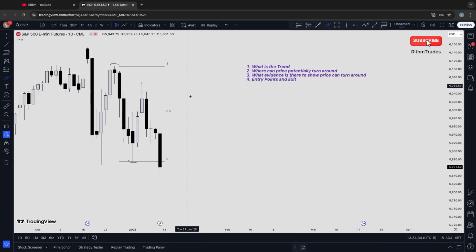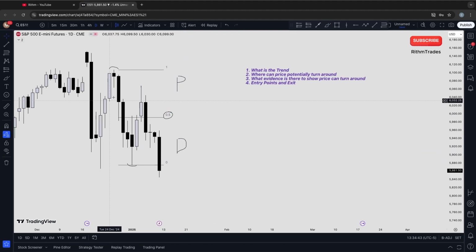The basics of premium and discount is anything above 50% is classed as a premium, and anything below is classed as a discount. So when you're trading, you want to be selling price when it's expensive or premium, and buying price when it's cheap or at a discount.